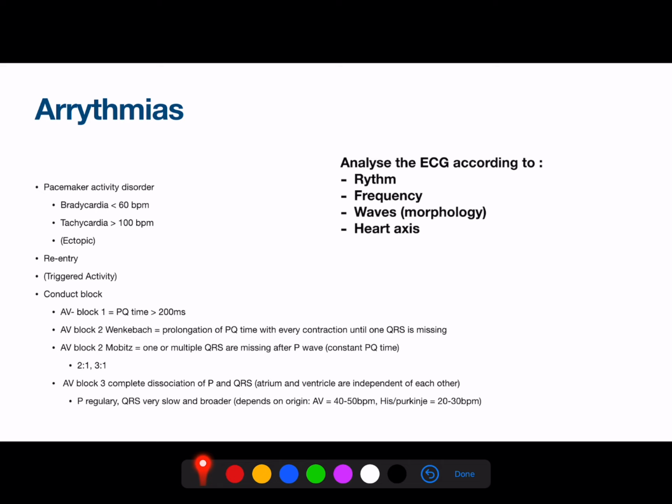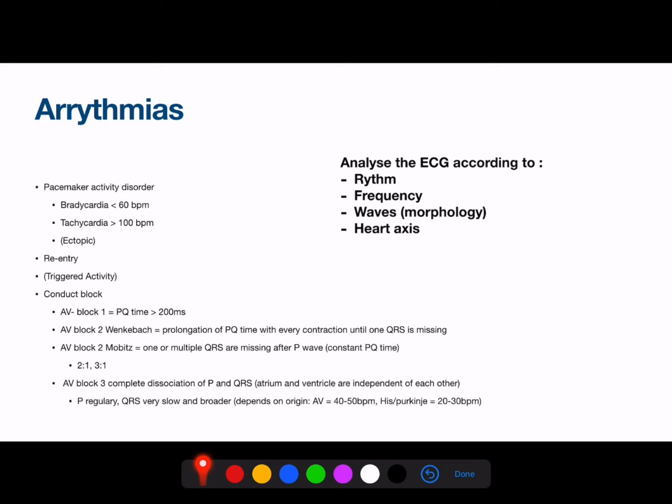So after the one QRS is missing, again there's a P wave, and the rhythm starts from the beginning, and the PQ time again prolongs, and then there's a QRS complex missing. In AV block second degree Mobitz, we have the constant PQ time, and just some of the action potentials are not going through the AV node, so there's a missing QRS complex. But again, the SA node still fires regularly, so the rhythm still goes on, but sometimes there's a QRS complex missing. And then we can differentiate between 2-to-1 and 3-to-1 and 4-to-1 and so on.